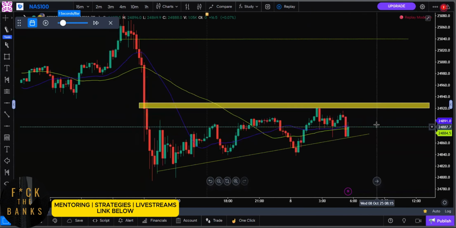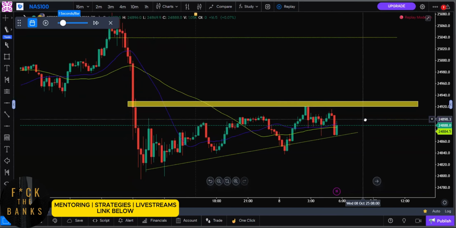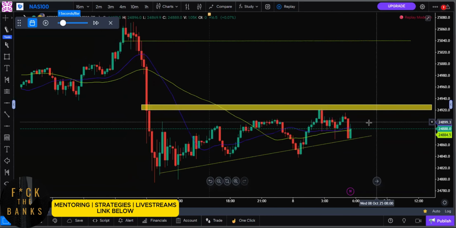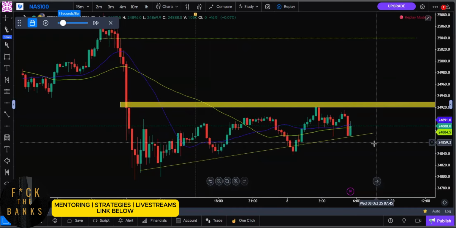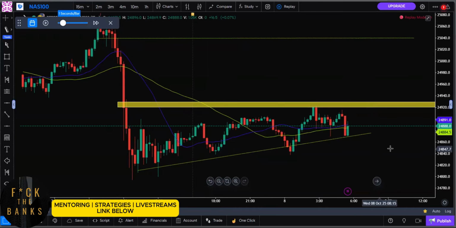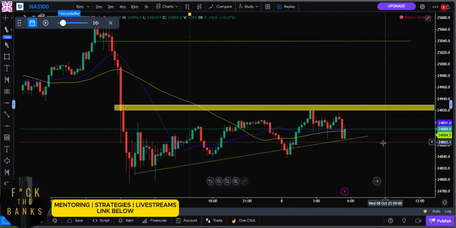Now, as you can see, price was squeezing. It was creating some sort of a little triangle. So before the market opened, we were expecting price to break out either way. Now remember guys, you gotta keep it very simple. Let me show you some of the footage where I was explaining what I was expecting for the market to do, which is exactly what happened.